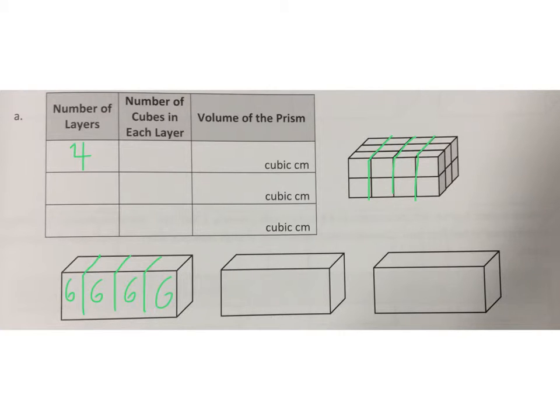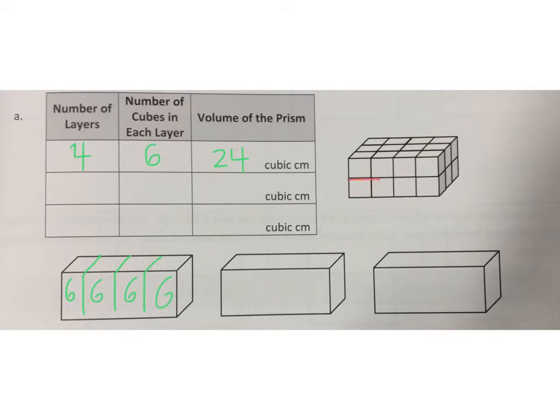Do you guys see it? 6 right here, 6 here, 6 here, and 6 here? So how many, let's add it to our chart. How many cubes are in each layer? 6. So altogether, how many cubes do we have? 24. So what's the volume of the prism? 24. 24 cubic centimeters. Good.